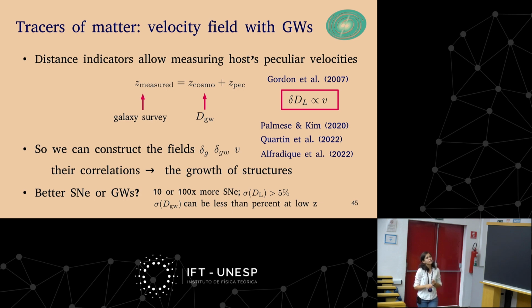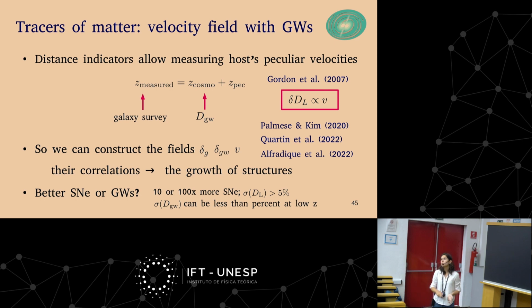So you can construct these different kinds of fields: the density field of the galaxies, the density field of the gravitational wave sources, and the velocity field of the galaxies. And the correlations between these fields are sensitive to several things in cosmology. So very importantly, they are sensitive to the growth of structures. Okay, the growth of structures is a function that tells us how small perturbations on large scales grow with cosmic time. Okay, so it's an observable of the cosmological perturbations. So it has been shown, and there are people in Brazil working on that, that this observable can be measured using bright sirens.